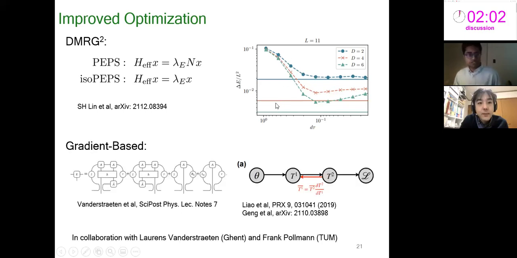An alternative approach that's quite interesting is to instead try to optimize using gradient-based procedures. And there's 2 main strategies for doing this. The first is to analytically calculate the gradient by a sum of tensor network or tensor diagrams, where in an infinite geometry you'd have an infinite sum of these tensor diagrams. And then on the right side, we can instead consider automatic differentiation methods that have become popular quite recently. And this is a project that we're currently doing in collaboration with Lorenz van der Straten at Ghent and Frank Pollmann at TUM, and we're quite excited about using these gradient-based methods to optimize our isoPEPS.